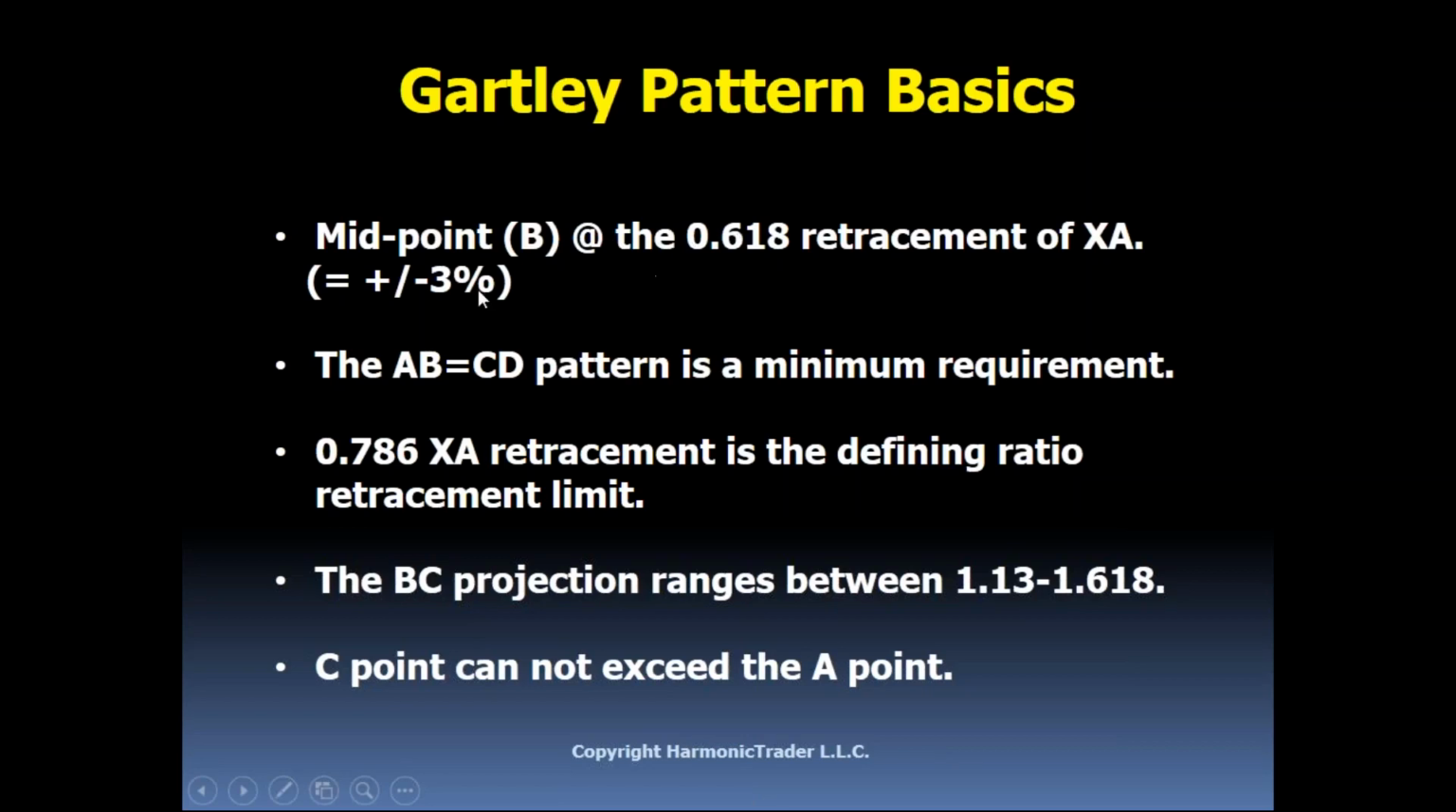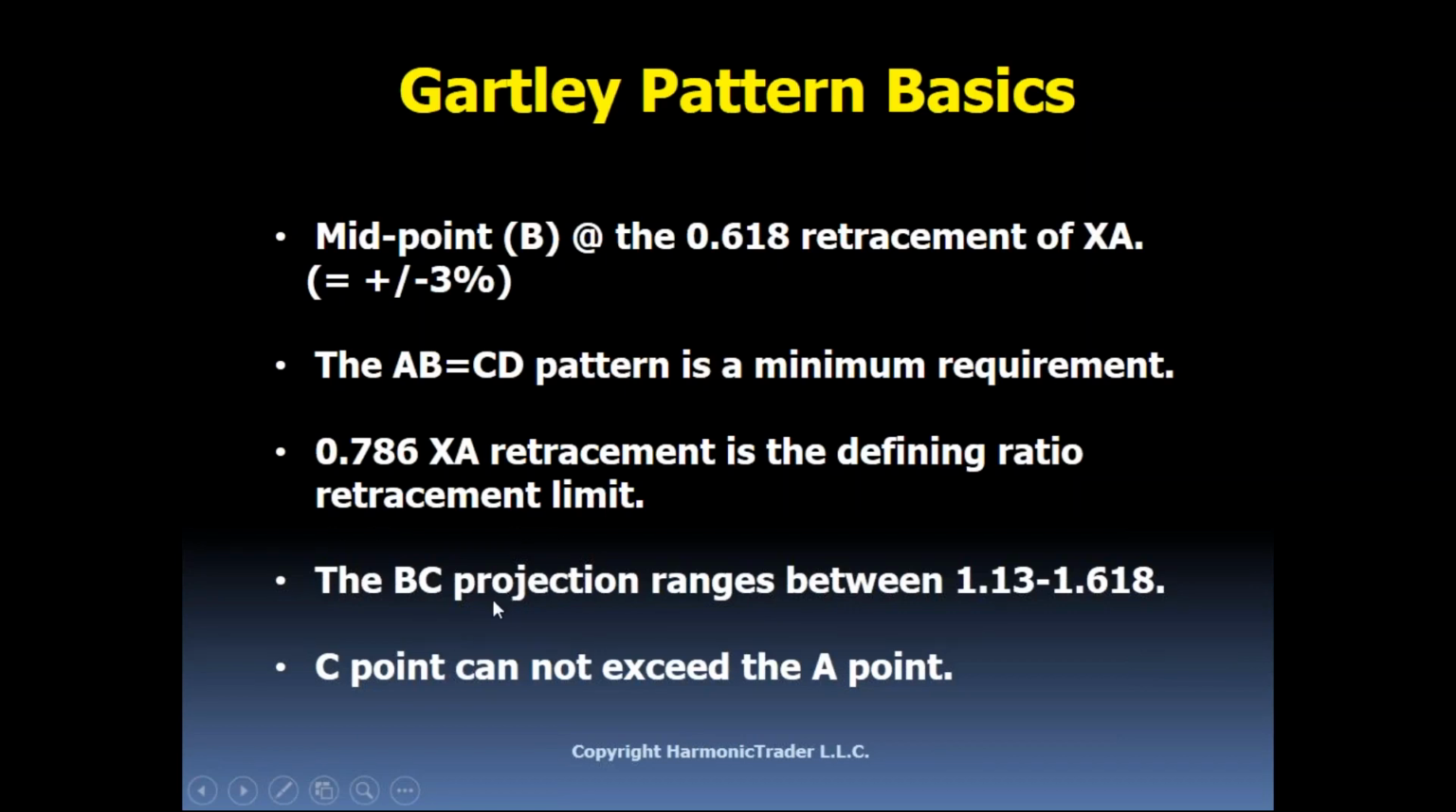Now this is a strict definition because in my research what I have found is that true Gartleys typically have a B point that is plus or minus 3%. That's a pretty tight requirement. So that essentially means that any B point that is roughly 58 to 64, 65% will qualify as a Gartley. So then we'll look for the minimum ABCD pattern completion with the 786 XA retracement. That's the defining ratio retracement limit.